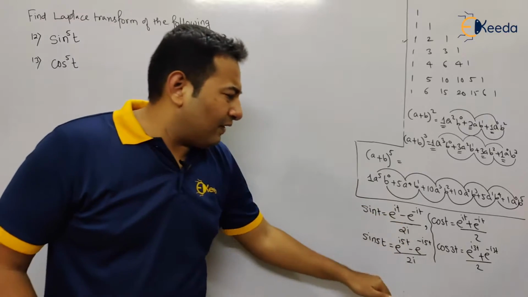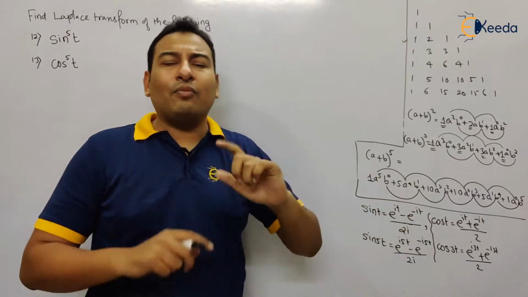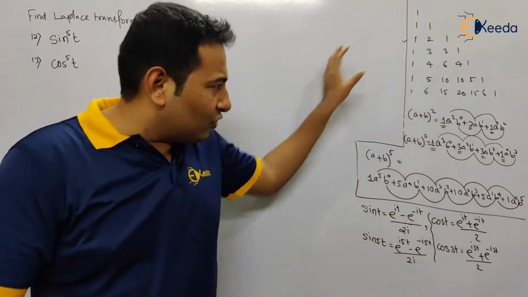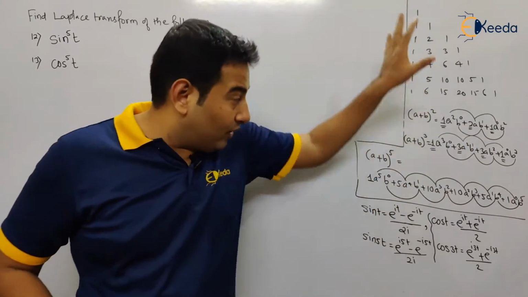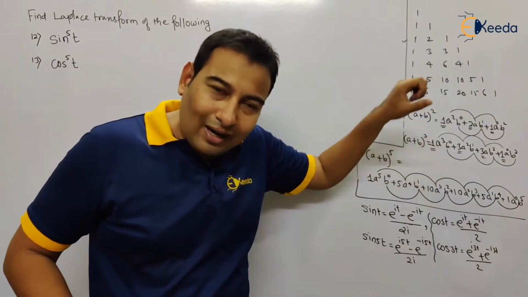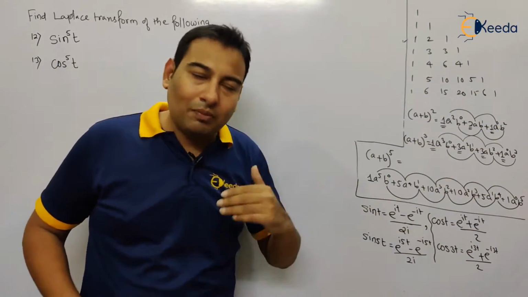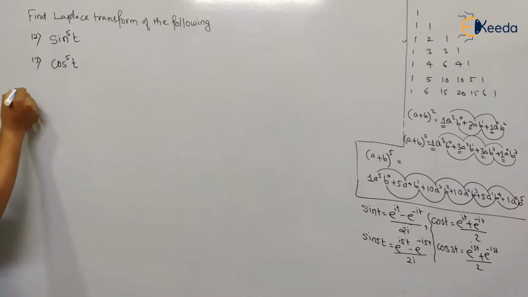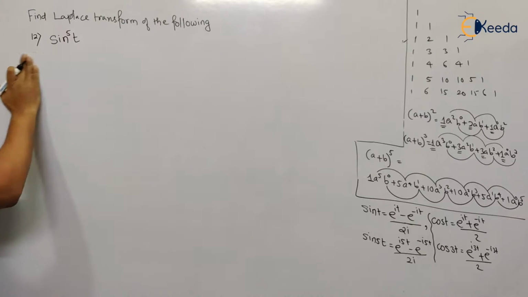So you can have any variation. Whatever the angle will be, that will become your exponential part. With this knowledge, I can start with the problem. Are you clear with this? If not, pause this video, go back and check this. First of all, understand this, then only you can come to the problem, then you'll understand. So let's move on and discuss problem number 12.